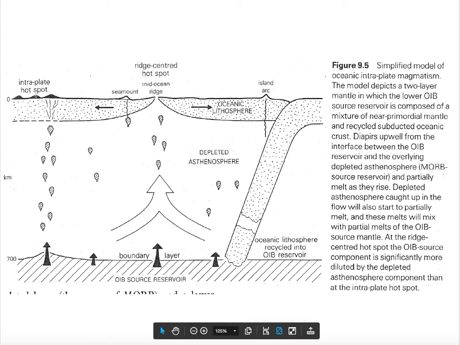For the intraplate hotspot, here we have the movement of the plate, and therefore you get a hotspot chain. And here we are forming, for example, a seamount. And here on that side we have the Iceland arc.